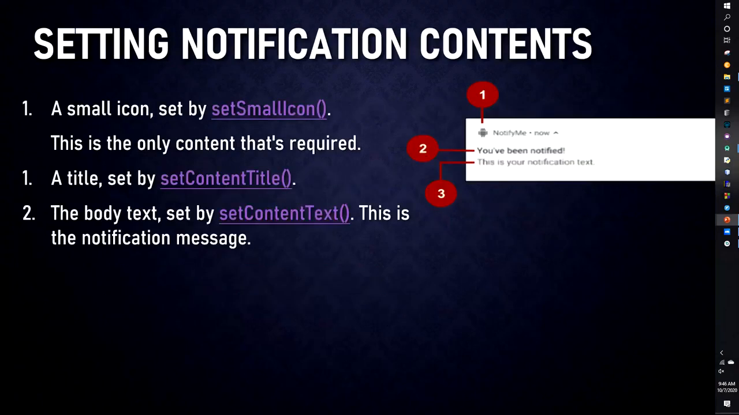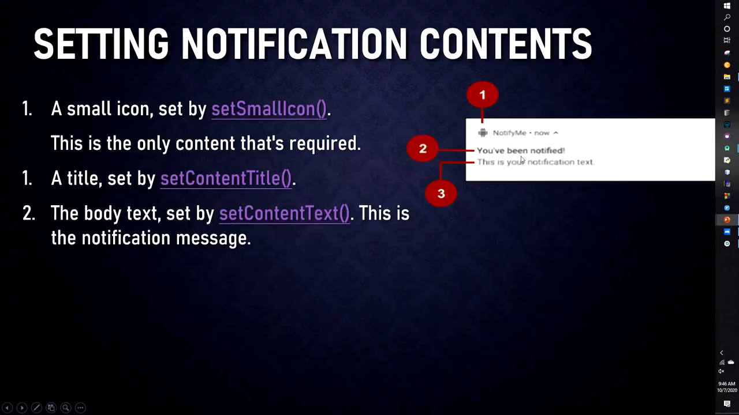So these are some of the contents that we have to set when we create a notification. They are necessary and required. There are also others, but the remaining ones are not necessary to set. These are the most required ones. The first one is we have to set the small icon, which is set by using the setSmallIcon method. So here you can see on this notification, this is the icon set for this specific notification.